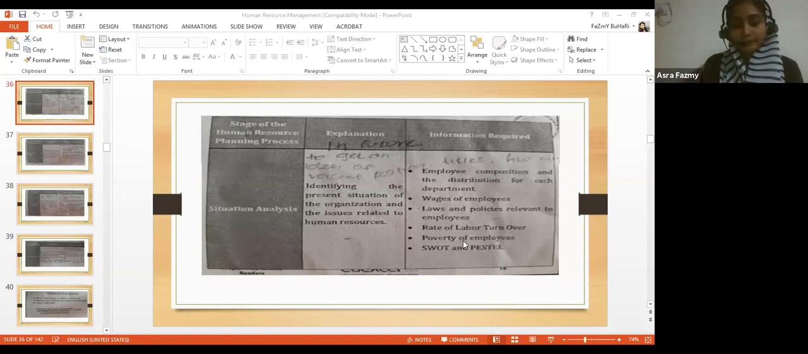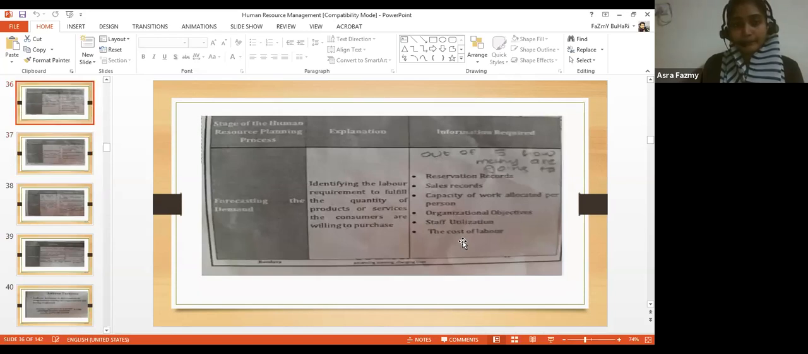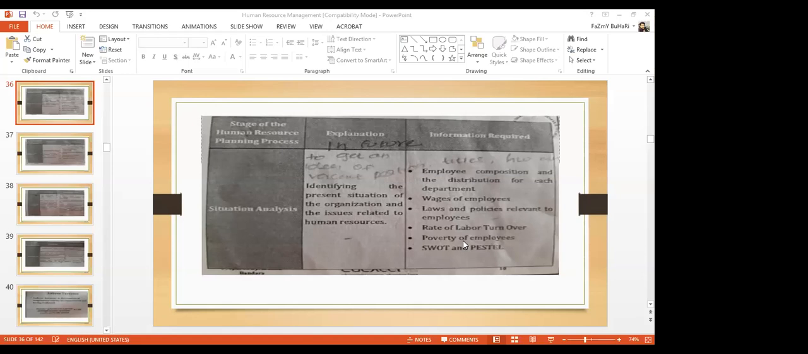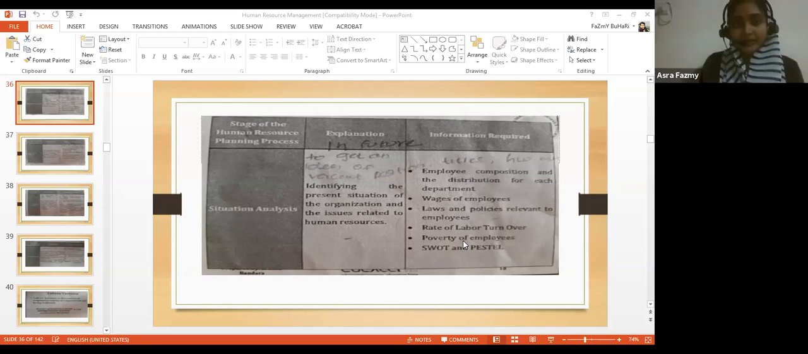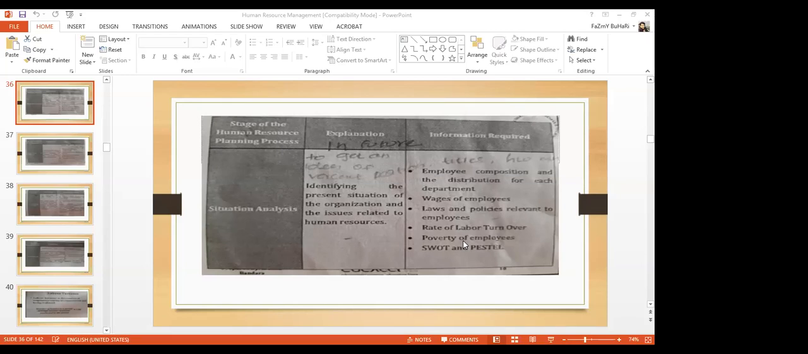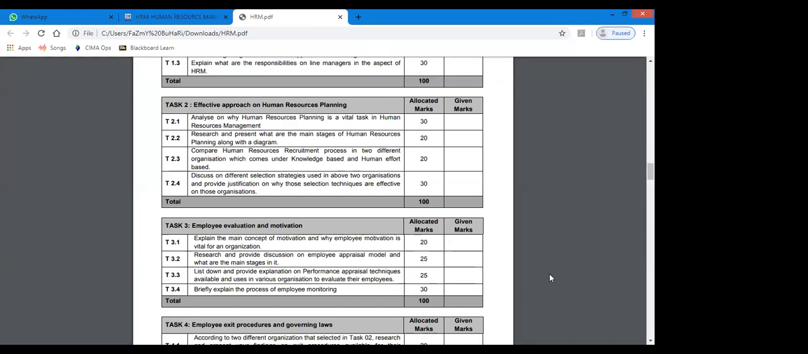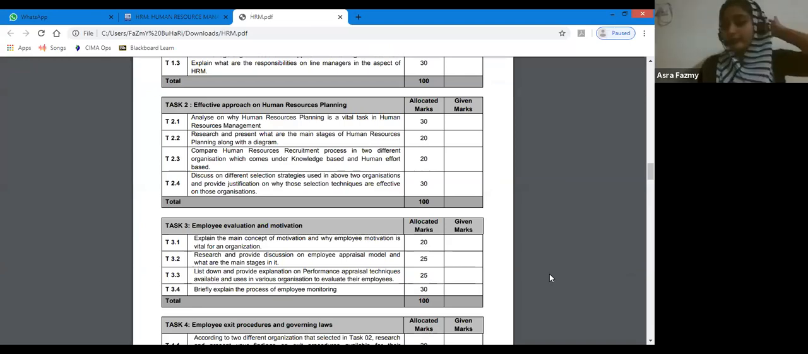Okay. So shall I go to task 2.3? Can you all see the assignment brief? No. Okay, let me share. Now can you all see? No. Now? Can you see the assignment brief?